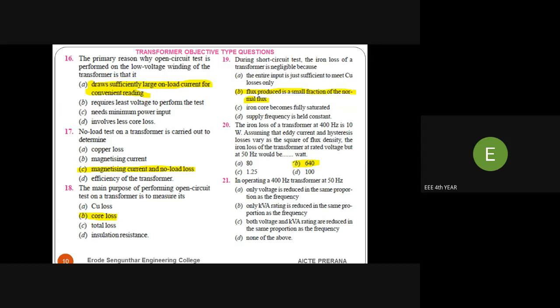In operating a 400 Hz transformer at 50 Hz, only voltage is reduced in the same proportion as the frequency; only kVA rating is reduced in the same proportion as the frequency; both voltage and kVA rating are reduced in the same proportion as the frequency; or none of the above. Here option B is the correct answer. Only kVA rating is reduced in the same proportion as the frequency.